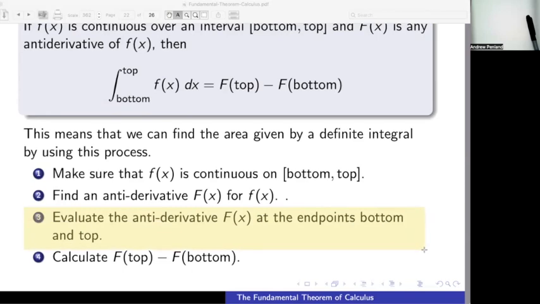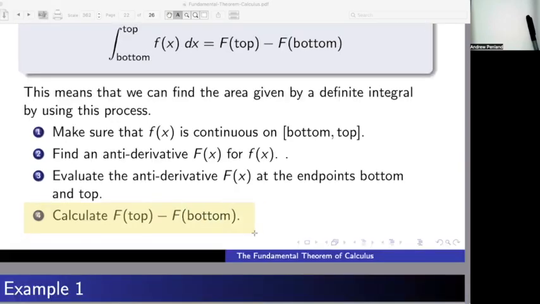Step 3. We evaluate big F of x at the limits of integration. So we find big F of top and big F of bottom. Step 4. We take the numbers from step 3 and subtract. In other words, we evaluate big F of top minus big F of bottom.